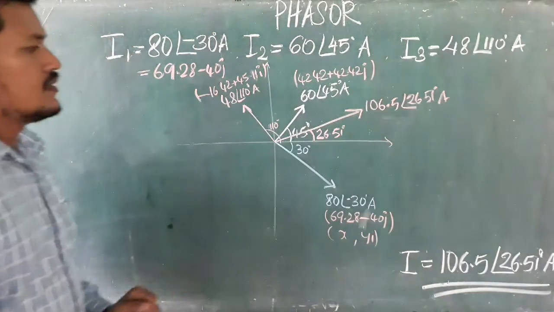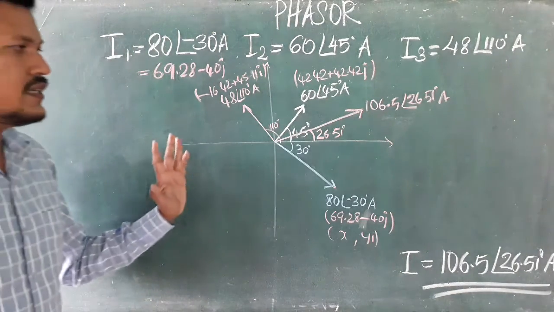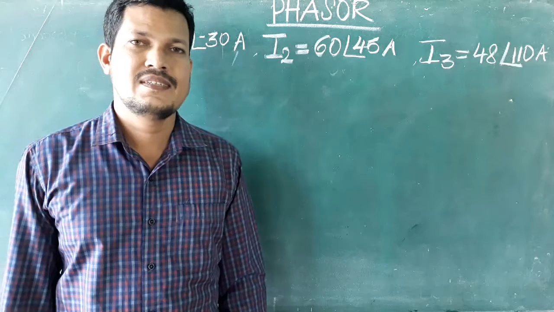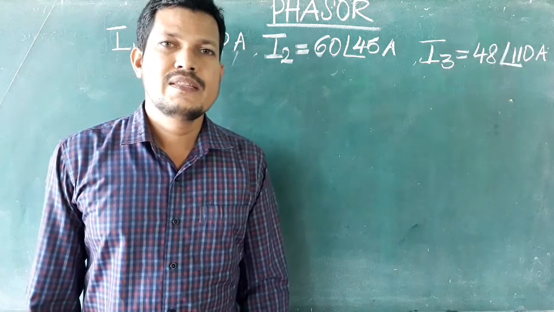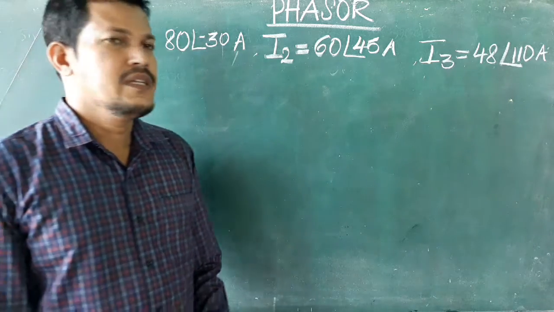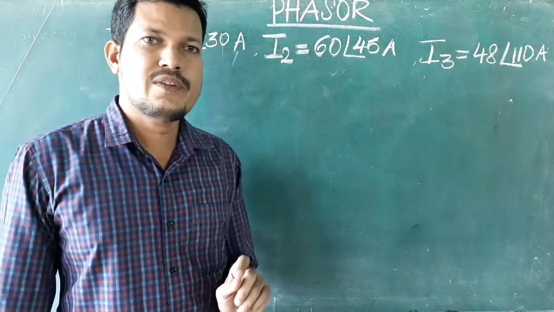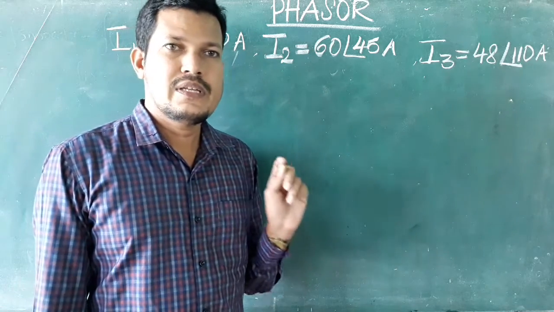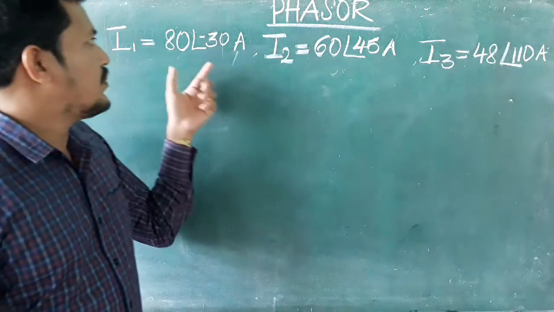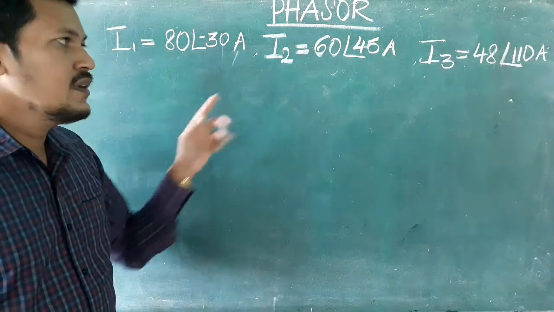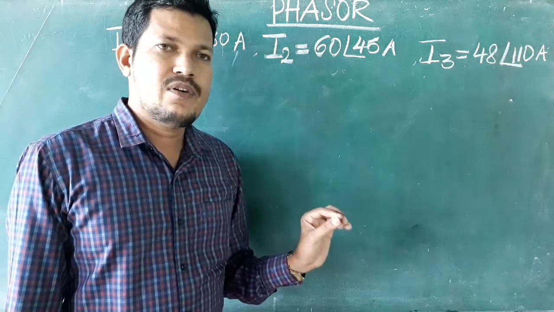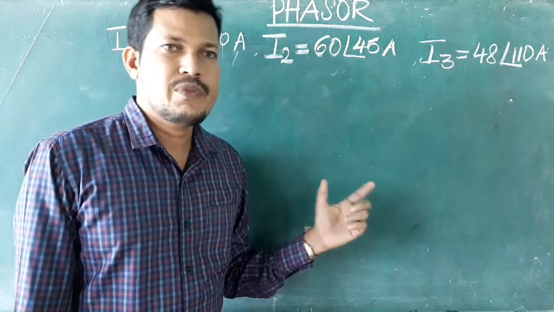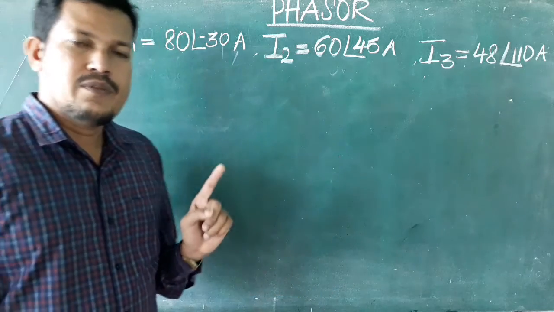Clear. So this is the vector phasor diagram of the problem. In this video we are going to discuss the addition of three currents in polar form. The same problem we discussed in the last video also. In the last video we converted the polar form currents into rectangular form. All three currents we converted into rectangular form. Then we added them, and the total current in rectangular form we converted into polar form.